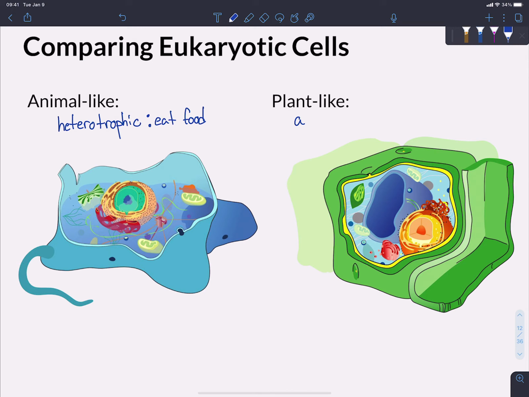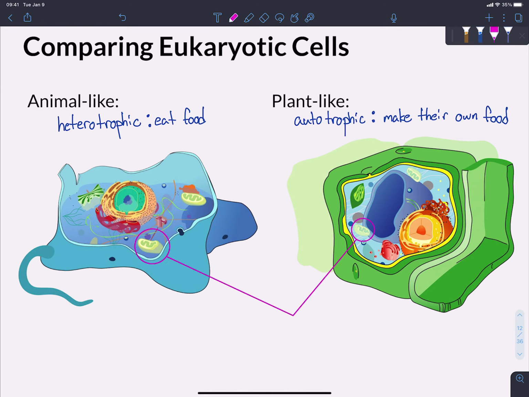Plant-like cells are adapted for autotrophic nutrition. The prefix auto means self, and so of course trophic means feeding, and so these are self-feeding. Yeah, they will make their own food, and we'll talk a lot more about how they do that over the course of our time together. But for the purposes of right now, we're going to focus on two organelles that are really important for this process. The first organelle we're going to focus on is the mitochondria.